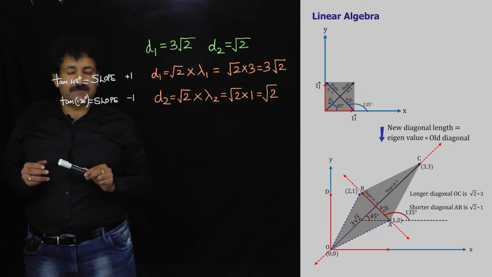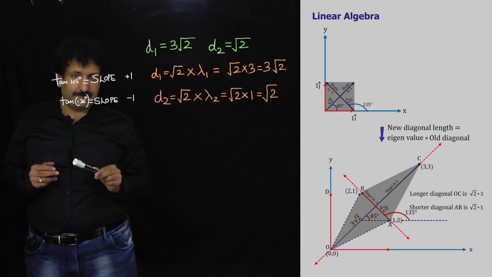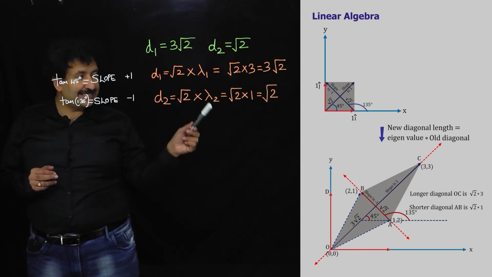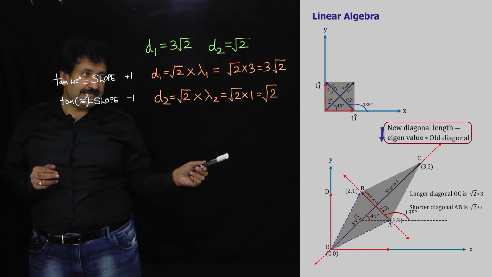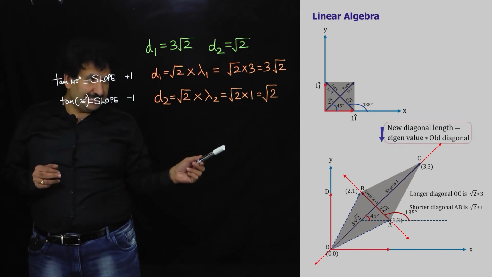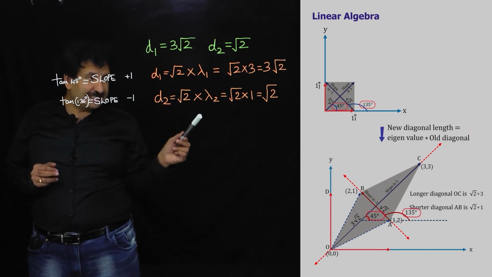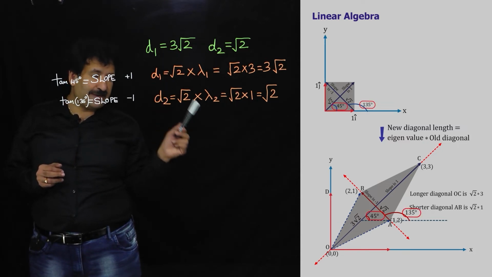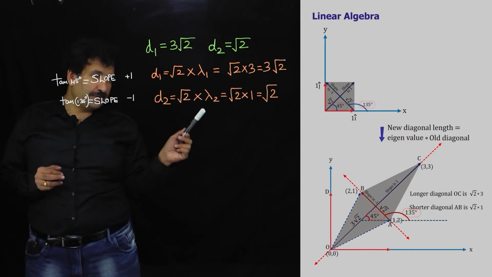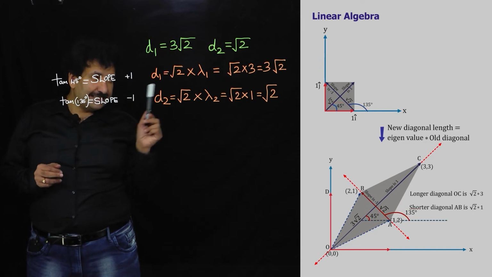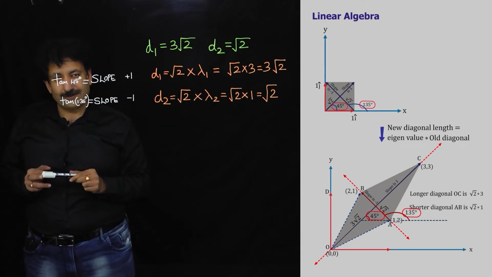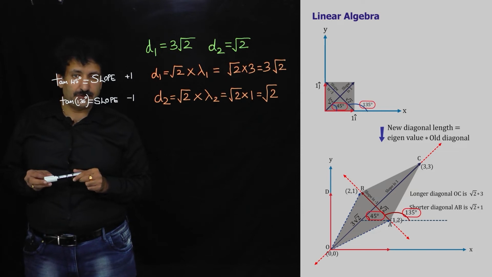So the reckoning from these observations is very, very simple: though the diagonals have been scaled, the directions are held on to, that is the span of these diagonals do not change, and that is where the concept of eigenvector comes into picture.